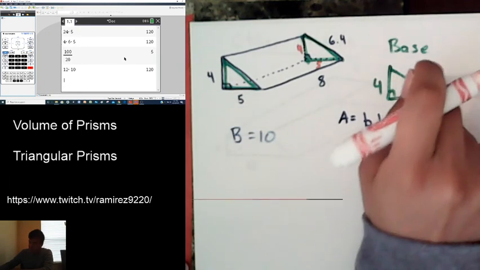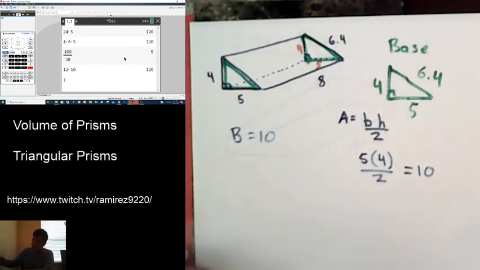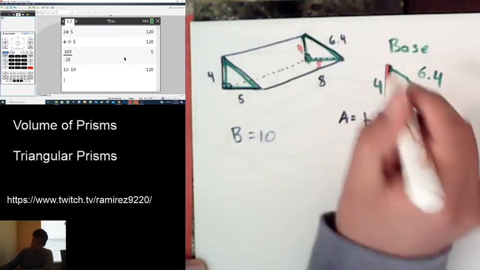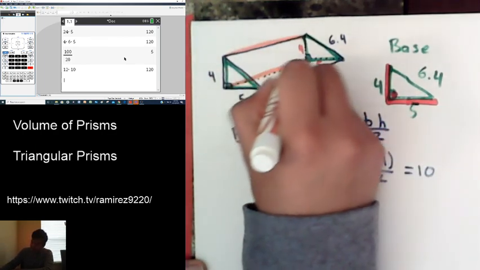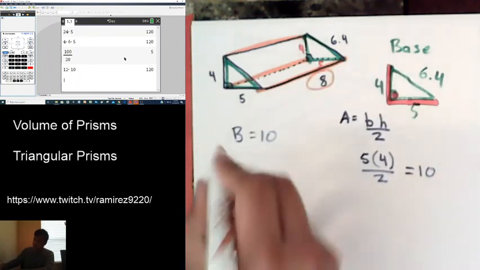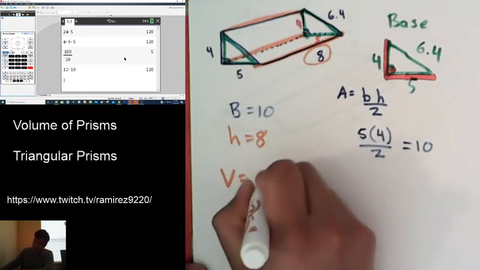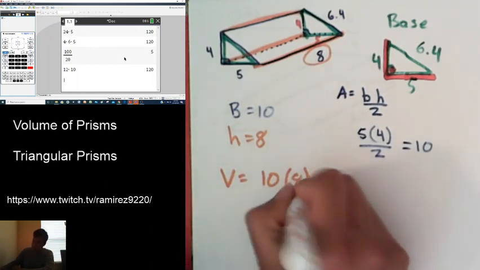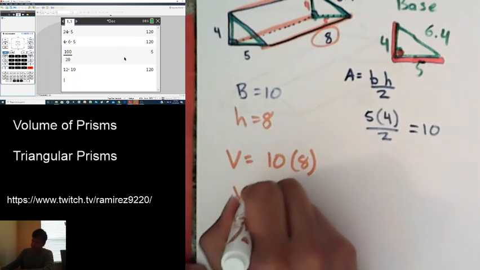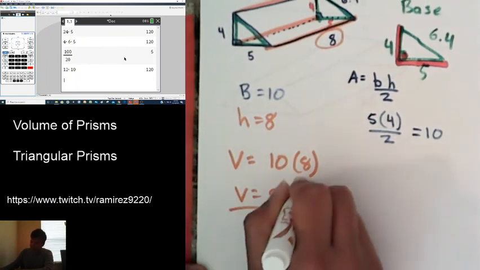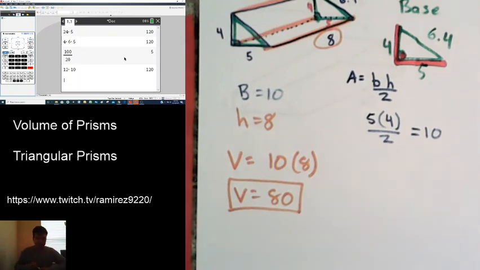For those of you guys that were thinking of using 6.4, please remember that if you just identify where the 90 is and trace the two sides that make it, that's your base and your height. Now as for the height, the distance between the two parallel bases, it's any one of these lines. And right now, you know this one, so H is 8. And just like that, volume is just 10 times 8. In this case, volume is just 80. And that's it, guys. That's it.